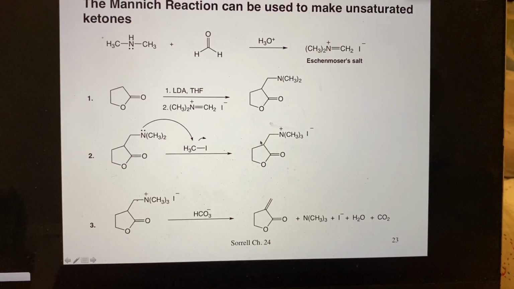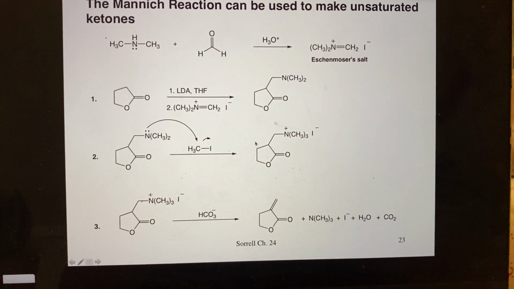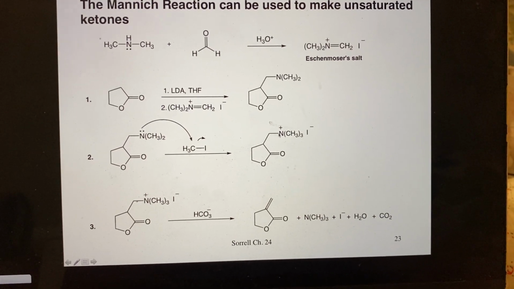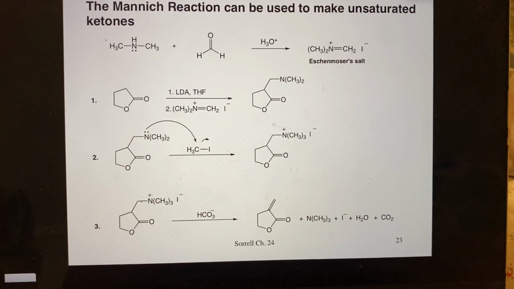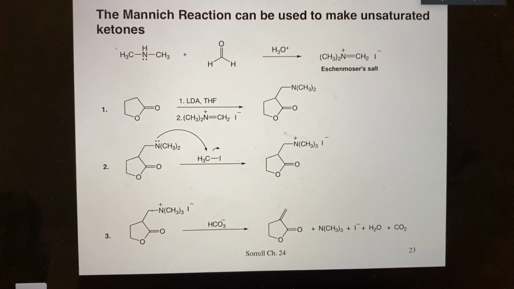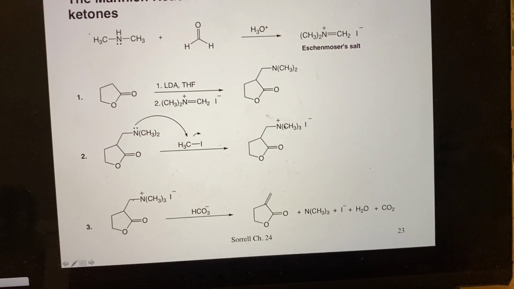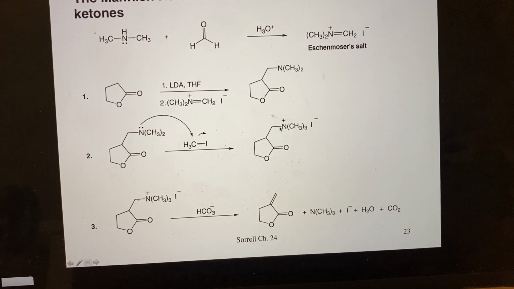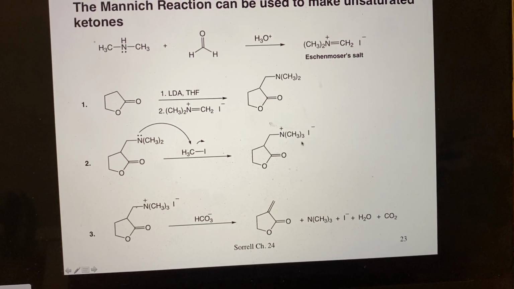Okay, this is an example of another elimination. In general, we can eliminate species that have a leaving group that's positive. Okay, you've been doing this with OHs, converting them in acid to water. Another way is to convert this nitrogen to a good leaving group by making the quaternary salt. So basically I'm doing this to make this guy into a good leaving group.